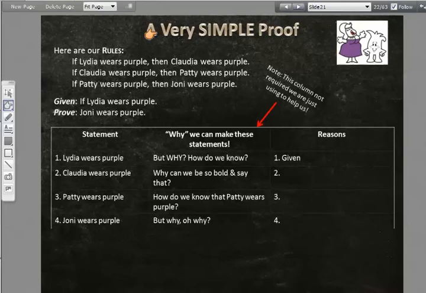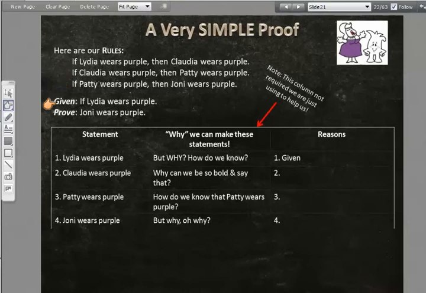Okay, this is a very simple proof. It's a very simple one, but I wanted to help you understand how we're going to write geometry proofs. First, they're going to give us what our rules are. Our rules say if Lydia wears purple, then Claudia wears purple. If Claudia wears purple, then Patty wears purple. And if Patty wears purple, then Joni wears purple.